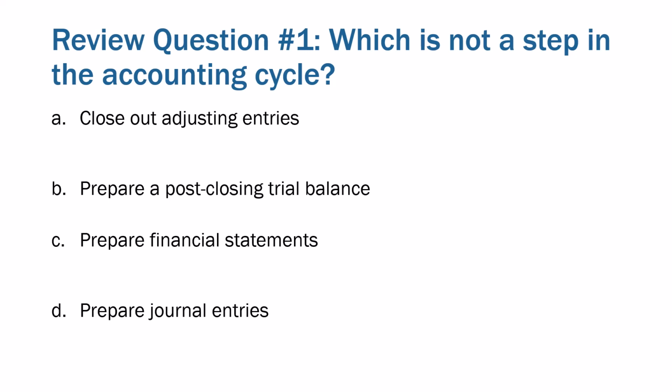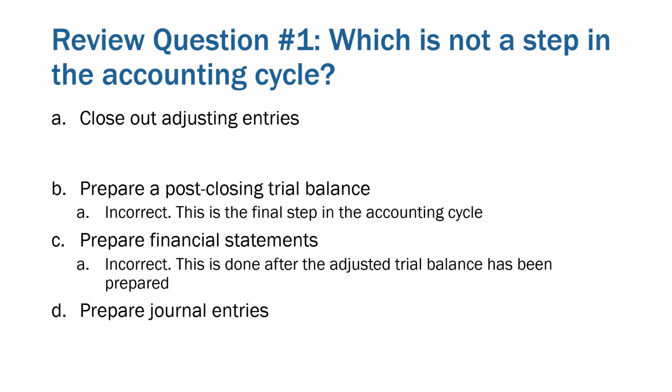Well, if we want to get back and look at this, then prepare a post-closing trial balance. That is a step. It's the final step in the accounting cycle. Financial statements are, of course, a key step. That's basically the reason why accounting is done, is to prepare financial statements, and that's going to be done after the adjusted trial balance has been prepared.